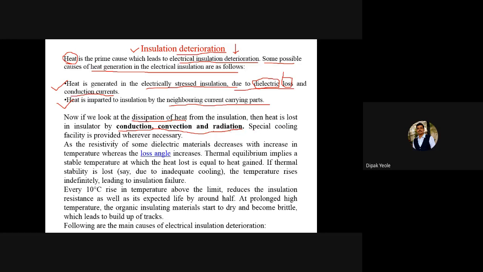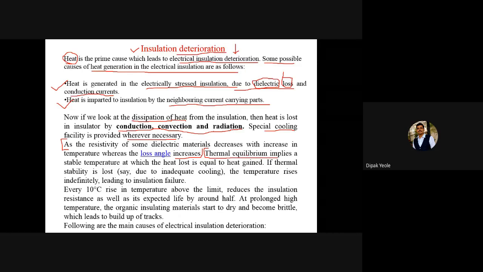The special cooling facility is provided whenever necessary. So we have to provide a cooling facility to dissipate this heat. As the resistivity of some dielectric materials decreases with increase in temperature, the loss angle also increases. So this is one important relation between resistivity of dielectric material and the temperature increase. The thermal equilibrium implies a stable temperature at which the heat lost is equal to heat gained. So this is a law in mechanical engineering related to thermal equilibrium.